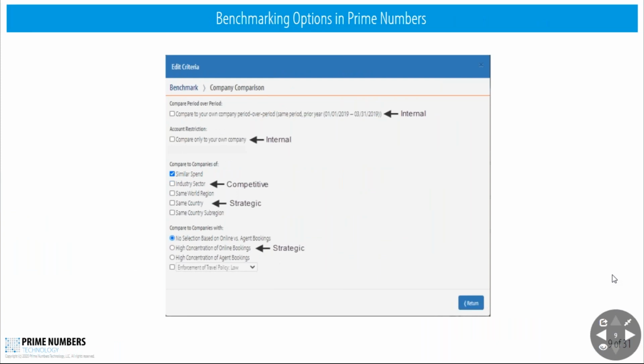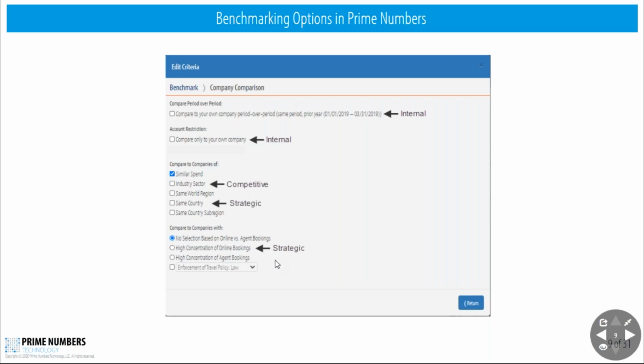Benchmarking options in Prime. When you first log into Prime on the home screen, one of the things you do is edit your criteria set, and you can select the date range, the company you're working with, a specific department. You can also set your benchmark, and in editing your benchmark, you have specific choices. What I've done here is align these with the types of benchmarking that are conceptually available in the world, right? So internal benchmarking is all about comparing against your own company. Competitive benchmarking can be strategic. Competitive benchmarking can be based on industry, and strategic can be based on pretty much everything else.